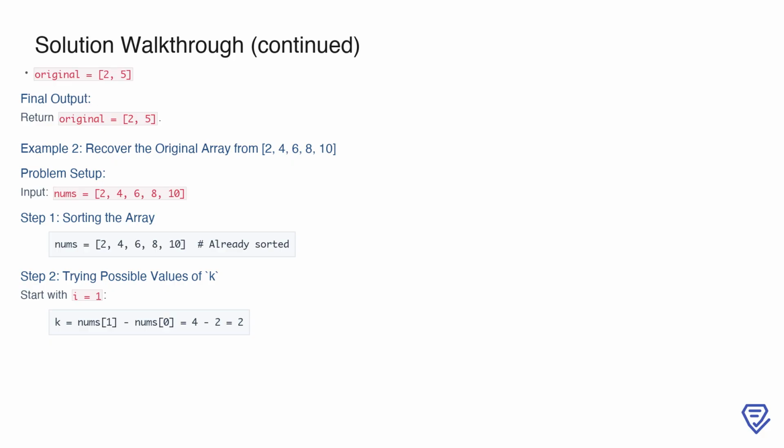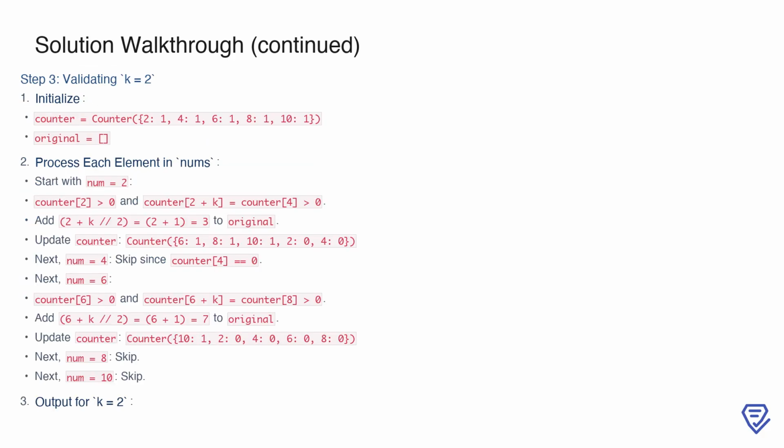Now, let's move on to another example where the input nums is [2, 4, 6, 8, 10]. Similar to before, we start by sorting the array, though it is already sorted as 2, 4, 6, 8, 10. Then, we try possible values for k. Using the first two distinct elements, nums[1] - nums[0], we calculate k as 4 - 2 equals 2. This value of k will be tested to see if it produces a valid original array.